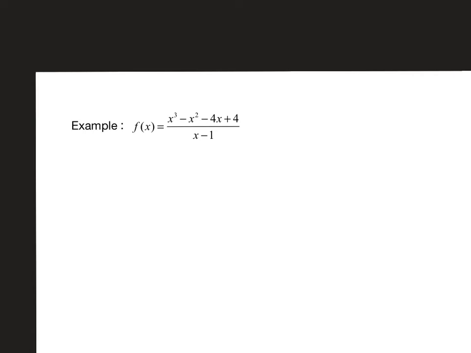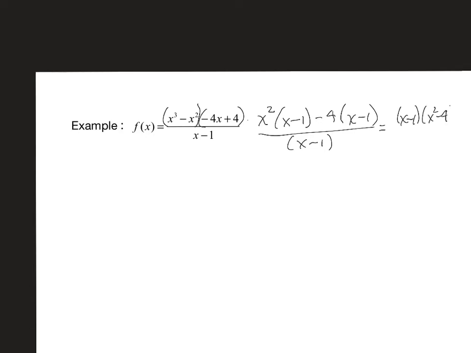Okay, so for this one, again, you always have to factor to find holes. So let me factor this top, which I'm going to do by grouping. If I pull an x squared out of the first 2 terms, I'm left with x minus 1. And if I take out a -4 out of the second 2 terms, I'm left with x minus 1. And the denominator is already x minus 1. So let me continue to factor by grouping, and I get x minus 1 times x squared minus 4 over x minus 1. Now notice this is a difference of squares that is still factorable.